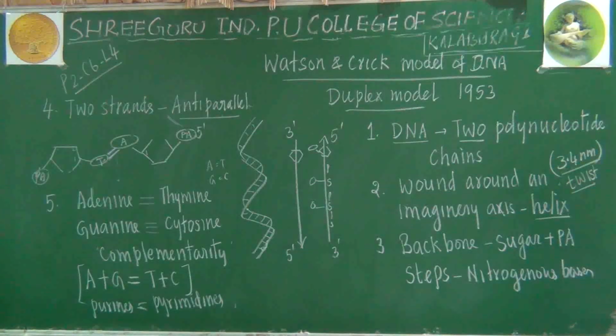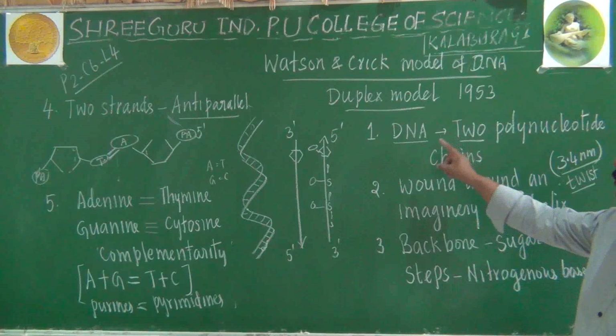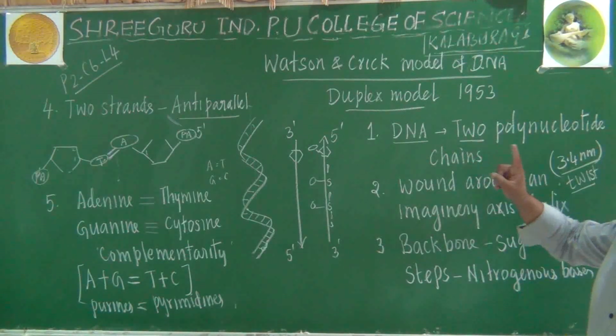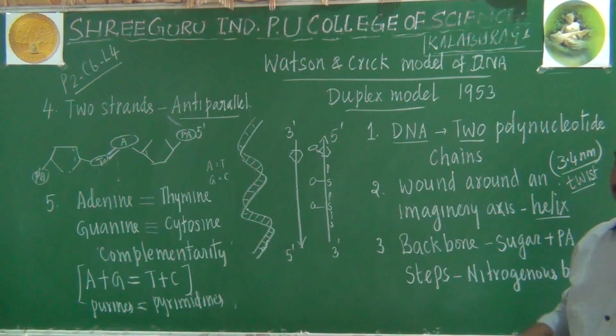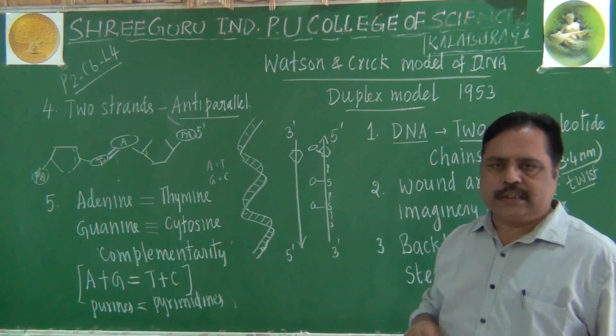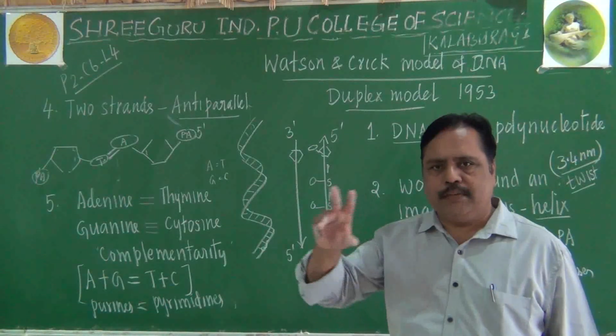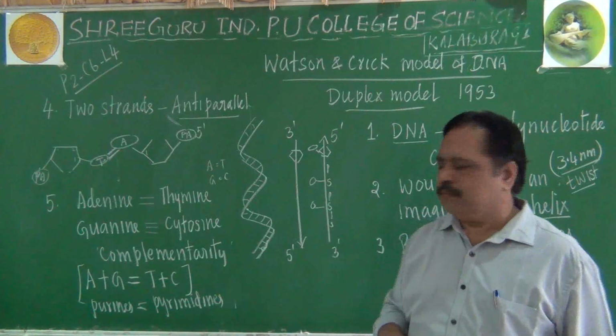Students, if the duplex model is asked in a 5-mark question, you should write these 5 points. First point is DNA is made up of 2 polynucleotide chains. Second point is they are wound around an imaginary axis. For every 3.4 nanometer they will form a complete twist.